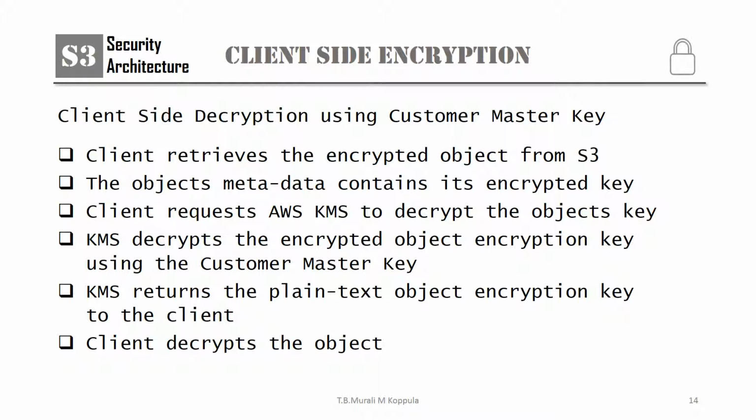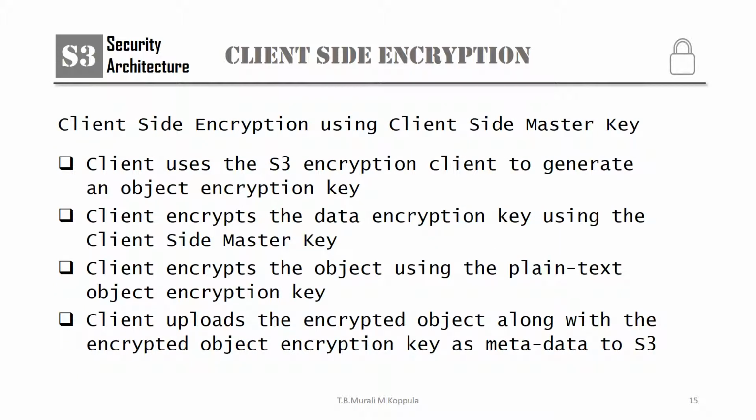When the client-side encryption is used with the client-side master key, the client creates and manages client-side master keys. The process of encrypting the S3 object using the client-side master key is as follows. In order to encrypt the S3 object, the client generates a one-time random data encryption key. It encrypts the object encryption key using the client-side master key. The object encryption key is unique for the S3 object. Client will encrypt the object using the plain text object encryption key. Client uploads both the encrypted object and the ciphertext of the encryption key as the object metadata.